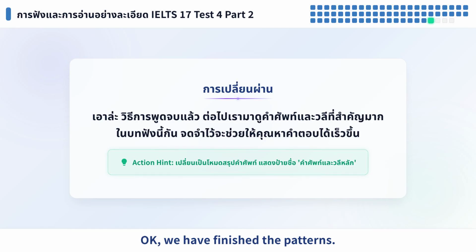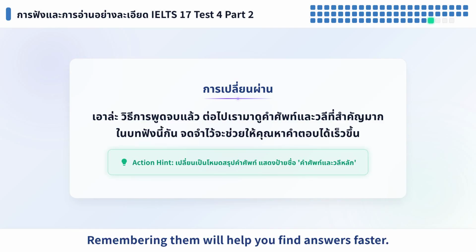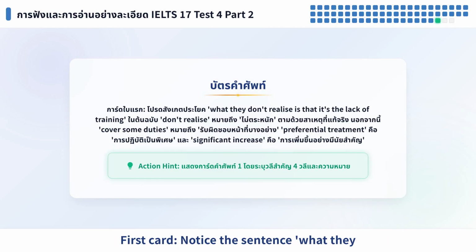Now let's look at some very important words and phrases from this listening. Remembering them will help you find answers faster. First card. Notice the sentence, what they don't realize is that it's the lack of training. Don't realize means do not understand, and it is followed by the real reason. Also, cover some duties means do some tasks, preferential treatment means special favor, and significant increase means big rise.